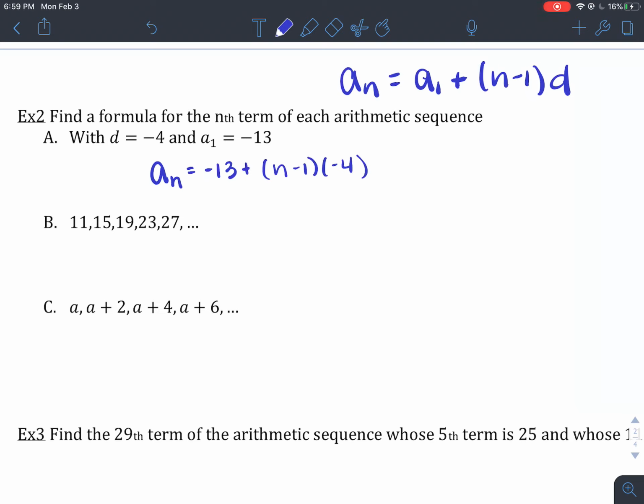Example B, we have to do a little bit more work. They don't explicitly say it, but they do pretty much tell us a sub 1 is 11, because remember a sub 1, that's our first term. So a sub 1 is 11.